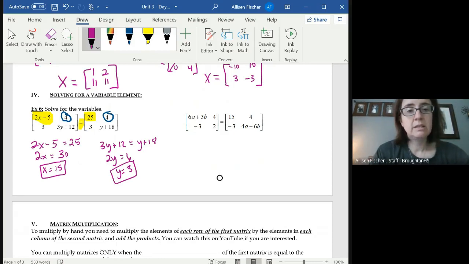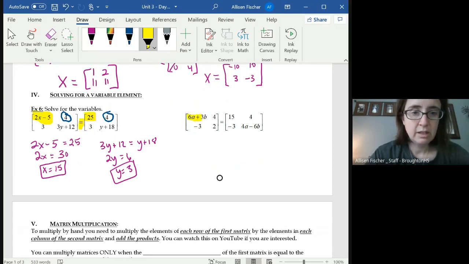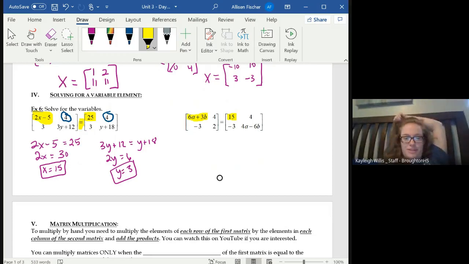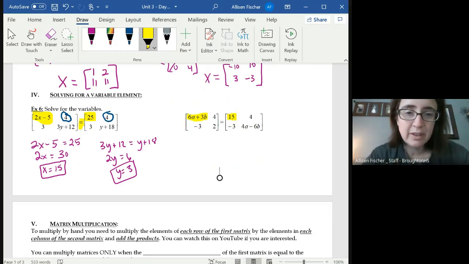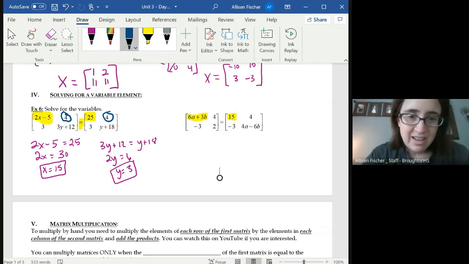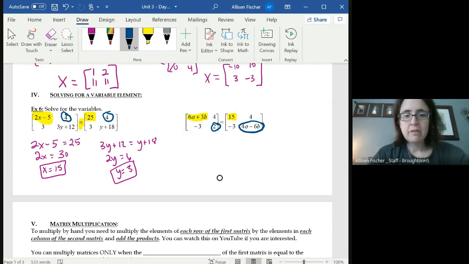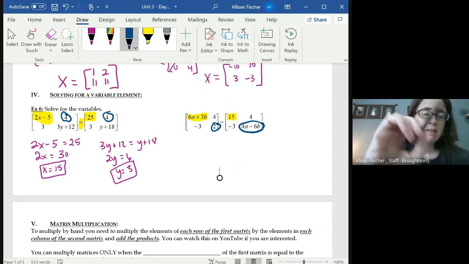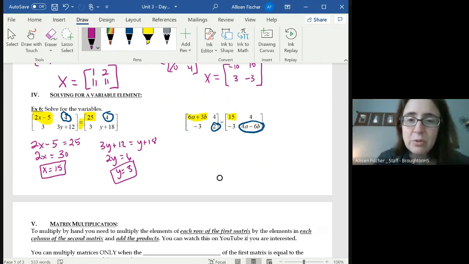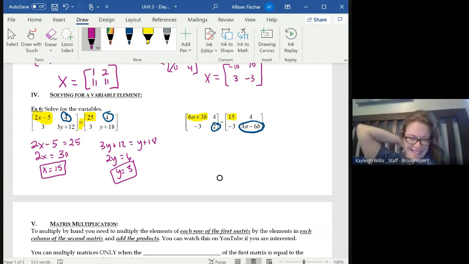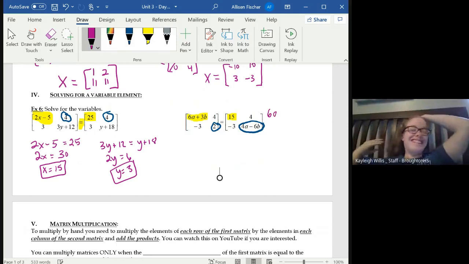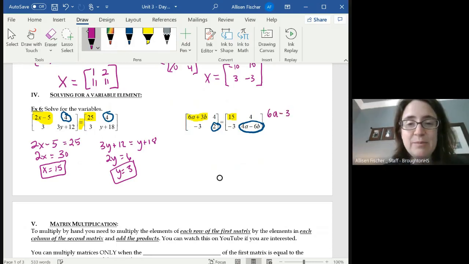All right. The second one here is a little bit more complicated, because if you look at the top left, you get 6a plus 3b equals 15. So there's two different letters. And then you get that this equals 4a minus 6b. So what do you think we're going to have to do in this one? I think it looks like a system of equations. It is a system of equations.